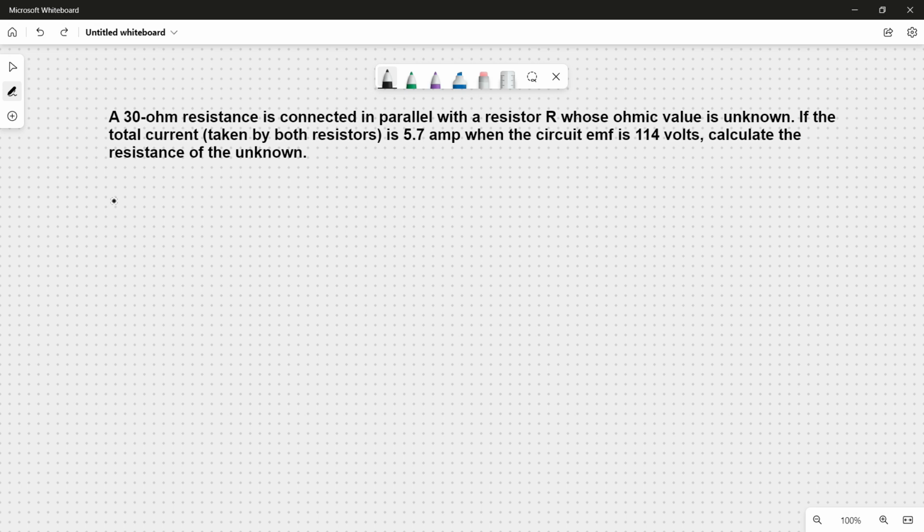A 30 ohm resistance is connected in parallel with a resistor R whose ohmic value is unknown. If the total current taken by both resistors is 5.7 amps, when the EMF is 114 volts, calculate the resistance of the unknown. Let's go ahead and draw the circuit first.